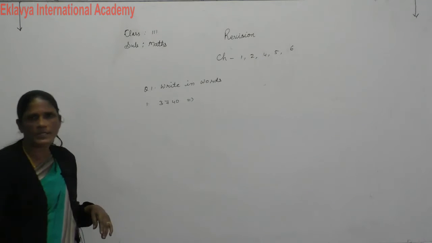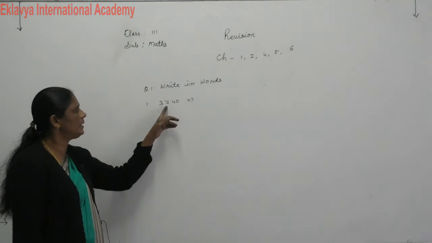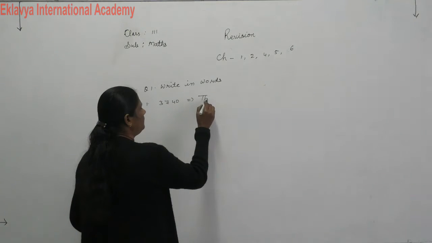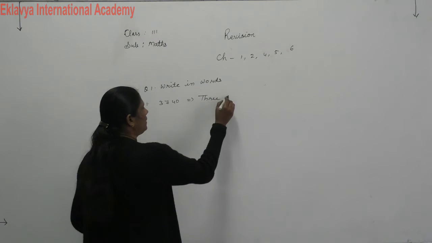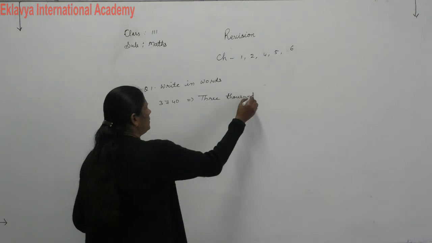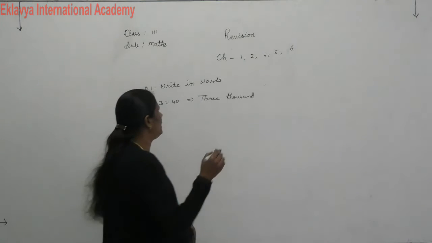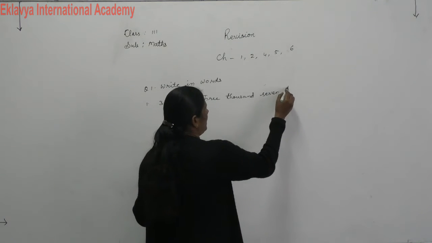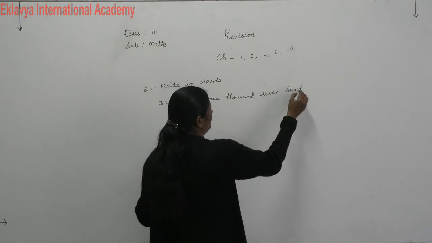Then according to place value, ones, tens, 100,000, you read 3,000, 3,740, 740.